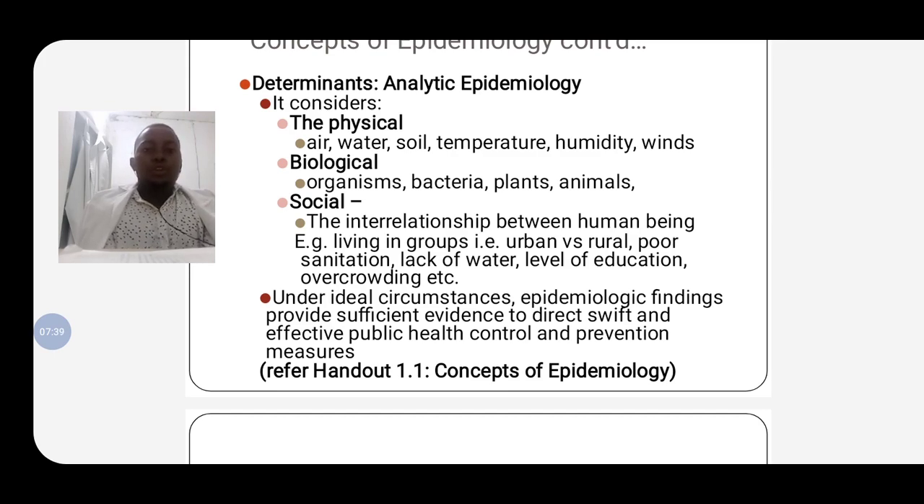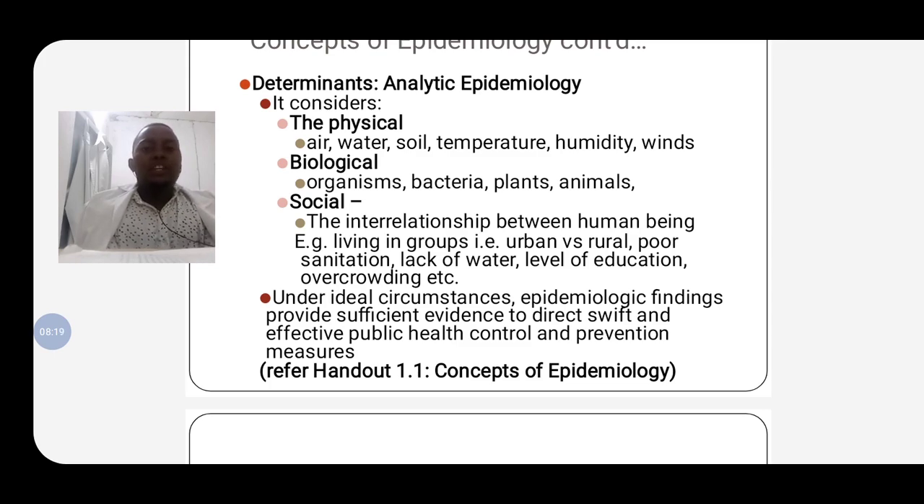And when we're talking about the social, when we compare with the social in analytical epidemiology or determinant epidemiology, we are looking at the interrelationship between human beings, for example, living in groups such as urban versus rural and poor sanitation, lack of water, level of education, overcrowding. Kwa hiyo tunataka tuangalie kwa nini ukianza compare kwa kutumia social, unaanza kuangalia jamii fulani wanaishi katika mazingira gani na jamii fulani wanaishi katika mazingira gani. Kwa hiyo ukiona kwa watu ambao kuna mkusanyiko, overcrowding, kuna mkusanyiko mwingi wa watu, magonjwa ambayo wanaweza kuyapata pale tofauti na wale watu ambao hawaishi katika mlundikano.